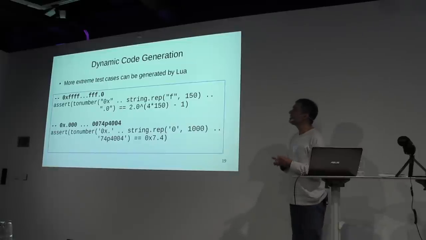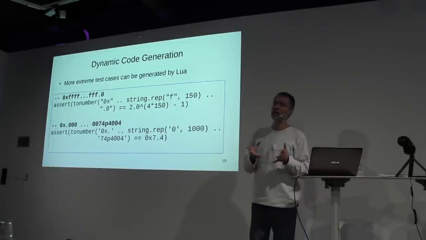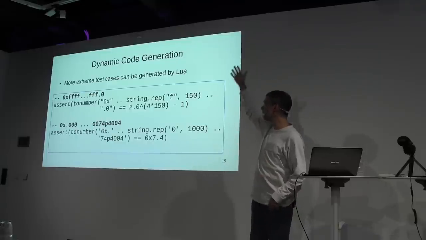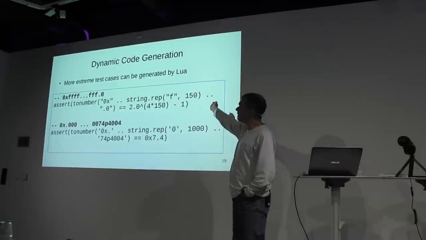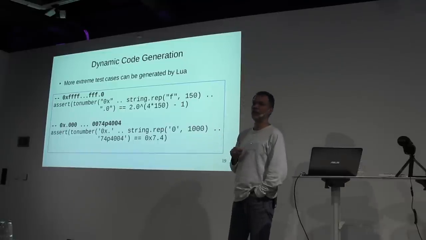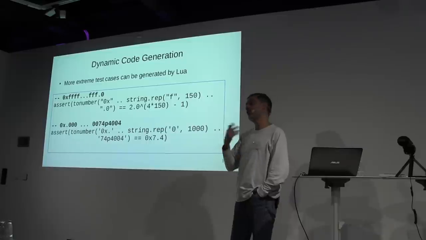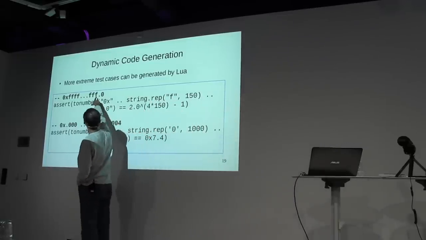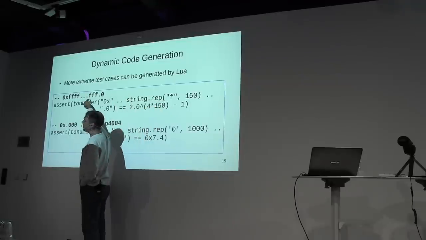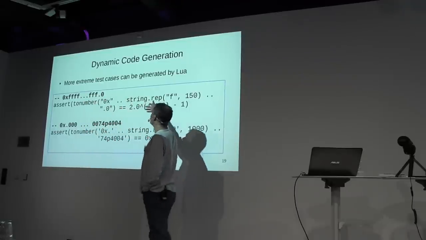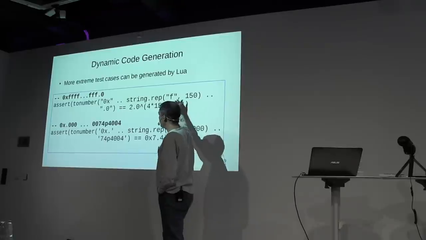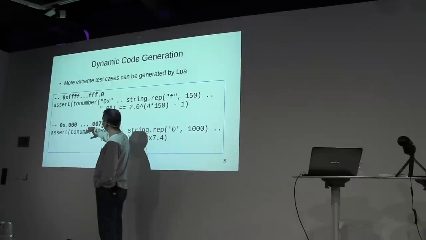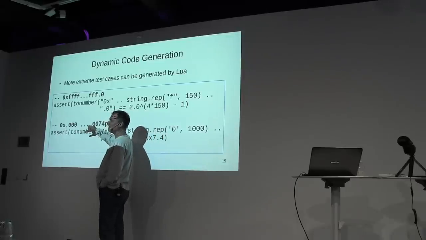What is very interesting, as I mentioned, is that we use Lua a lot to generate the test cases. So that's a very simple example. This is to test our implementation of hexadecimal floating points. So we want to test them with a lot of digits. So for instance, here we create dynamically a number with 150 digits and check whether the result is correct. Here we create a function with 1,000 digits. These kinds of numbers are very crazy, but they should work correctly.